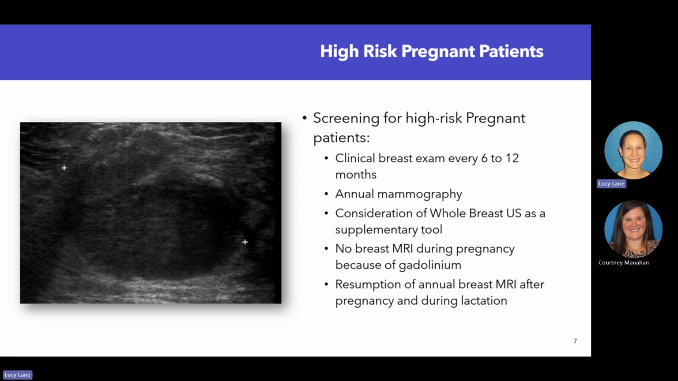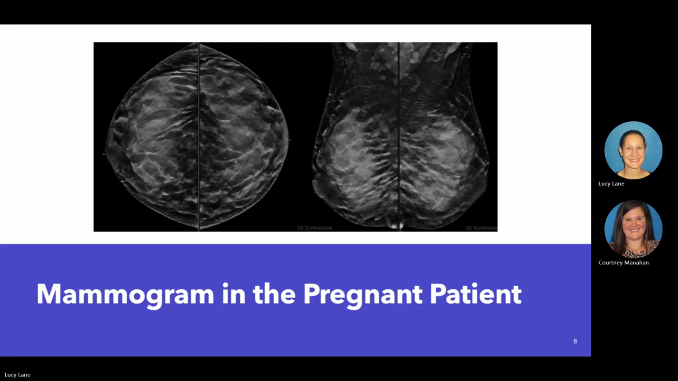So, in patients that are high risk and pregnant, we recommend a clinical breast exam every 6 to 12 months. Of course, if it's every 12 months, probably you won't be pregnant at that point. They recommend annual mammography, so don't skip your annual mammogram, come and have it. And then you can consider whole breast ultrasound as a supplemental tool because you cannot have MRI during pregnancy with gadolinium contrast. And then after, you can resume annual breast MRI when you're lactating.